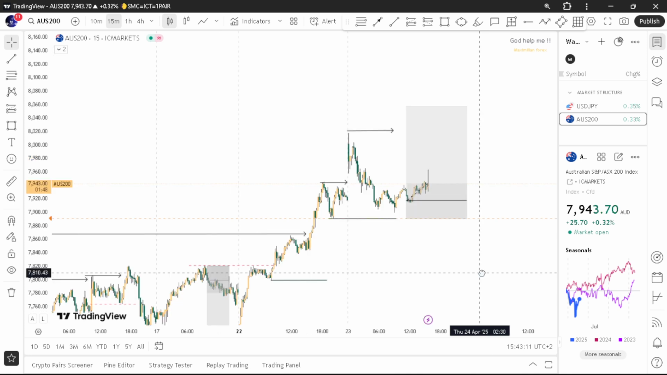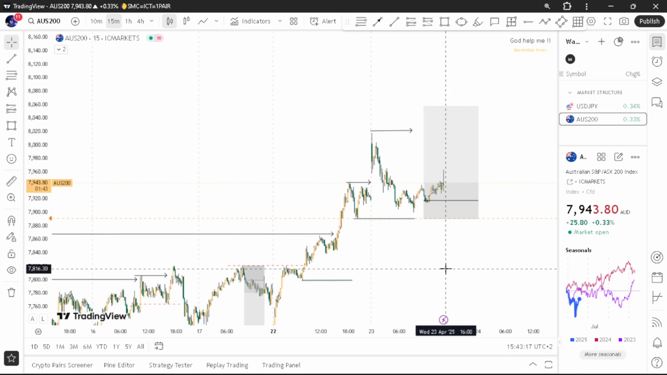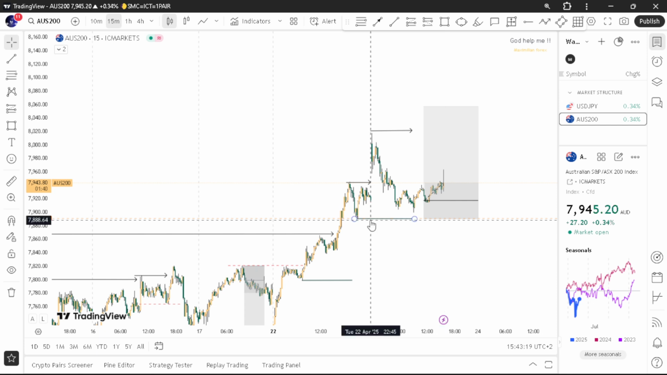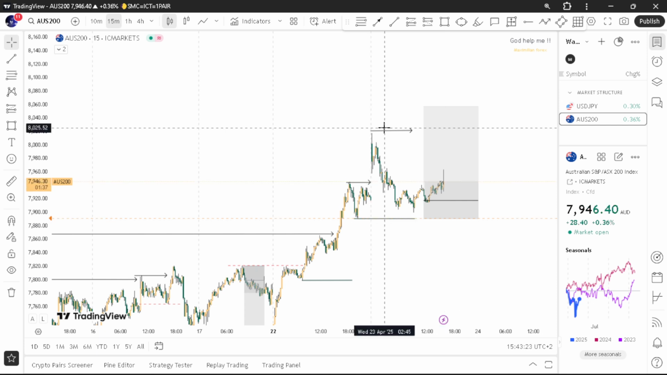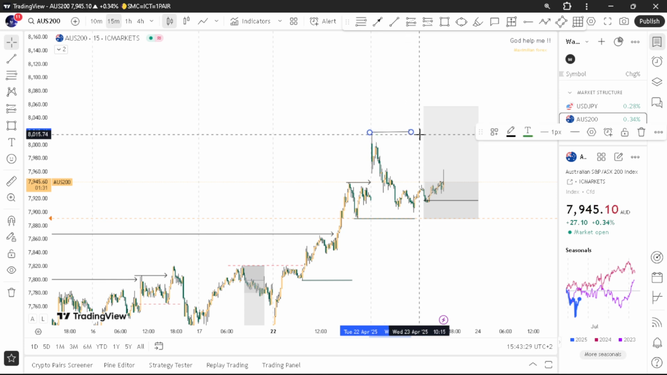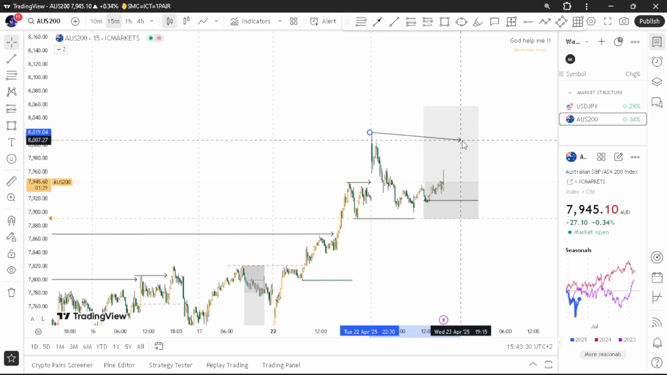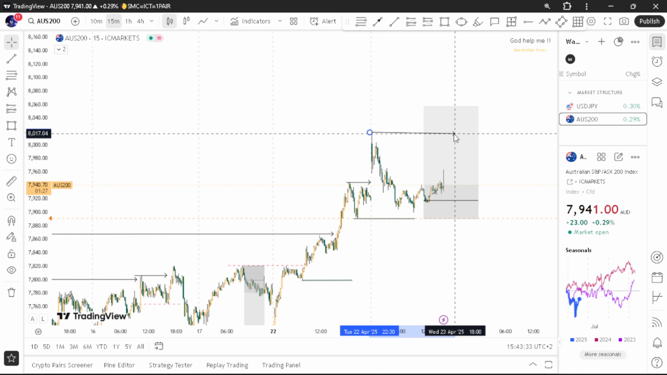Okay, so now this is the low of the previous day, and this is the break of structure, and this is the external range that I'm looking for the market to take out. When it will take it out, I really don't know, but I'm looking forward to the market taking this out.